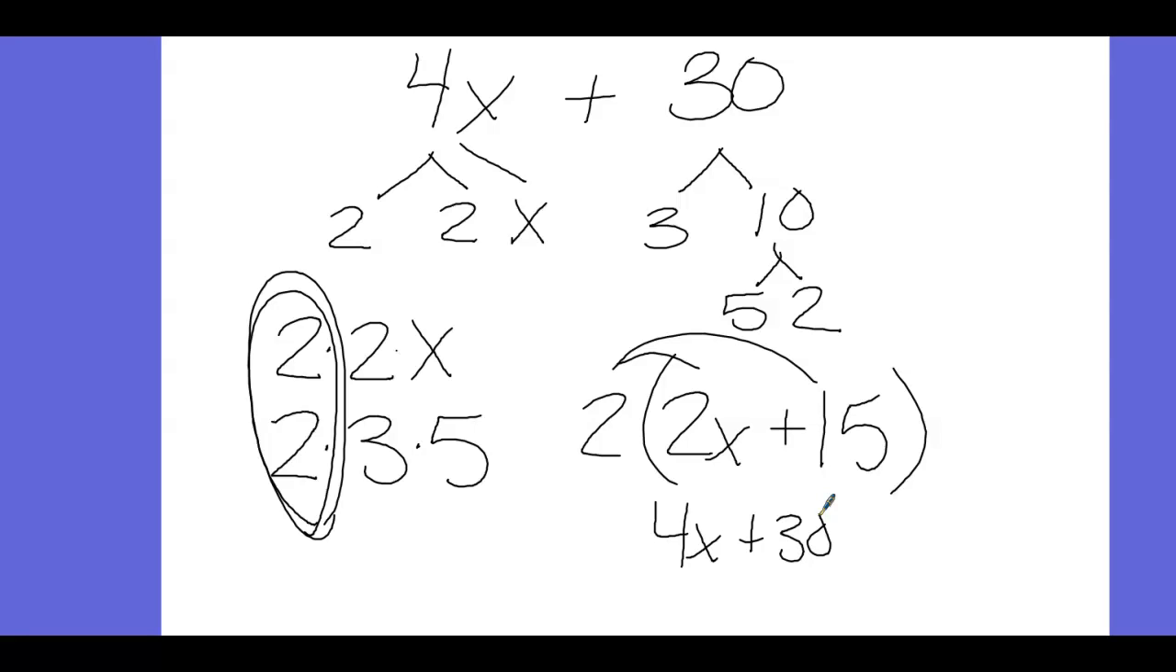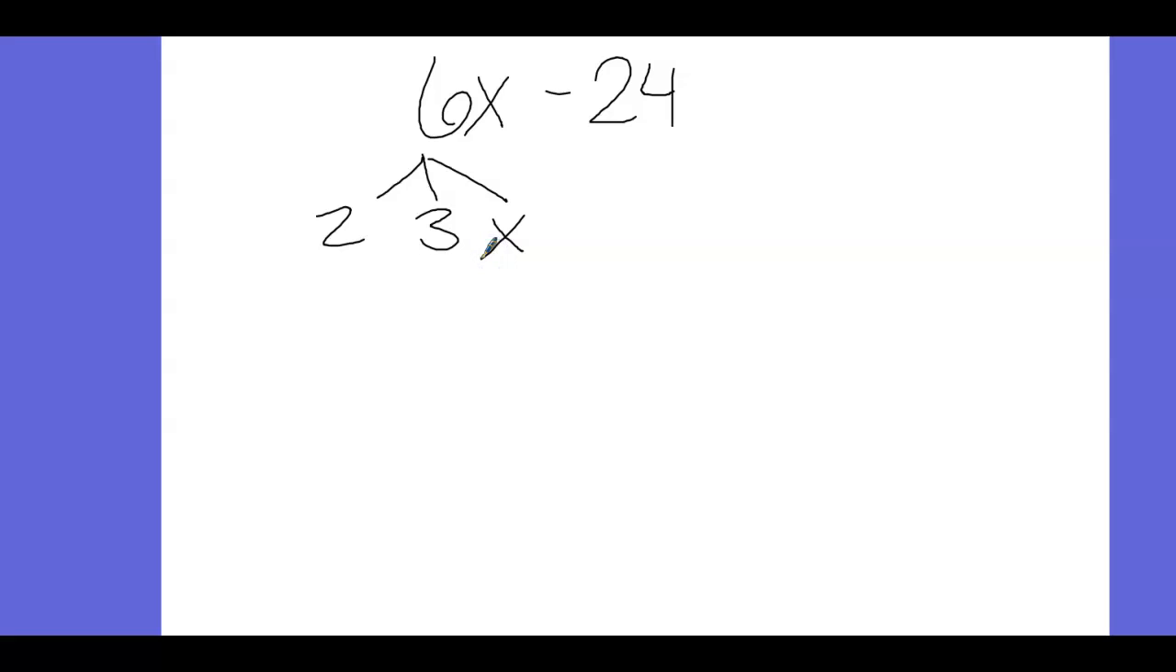Okay, I'm going to do 2 more examples. Let's do 6x minus 24. What can I break 6 into? 3 and 2. So my prime factorization is 2 times 3 times x.